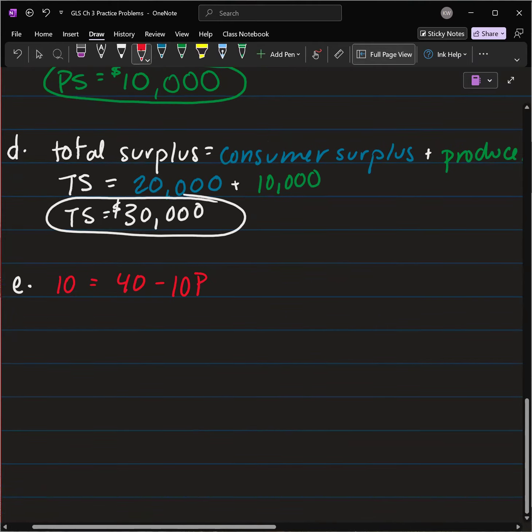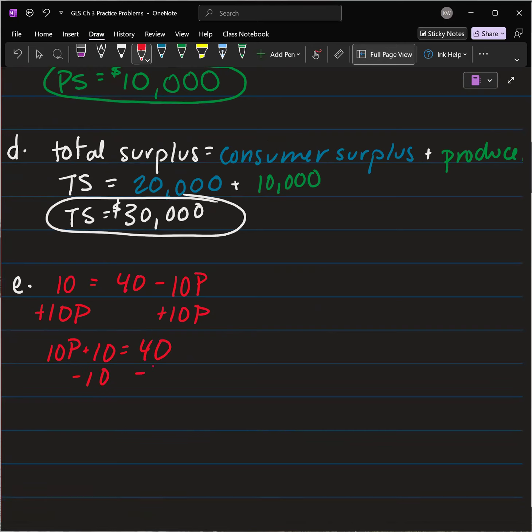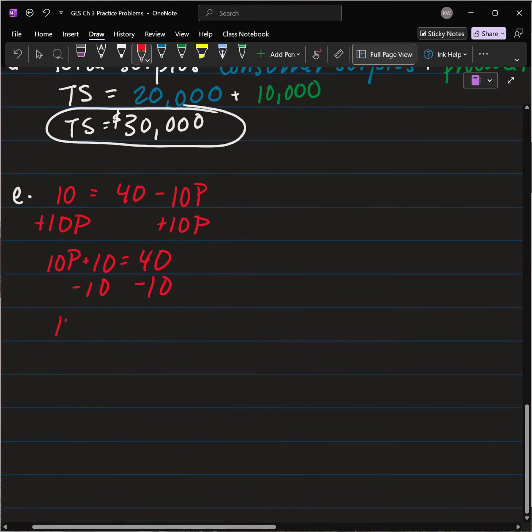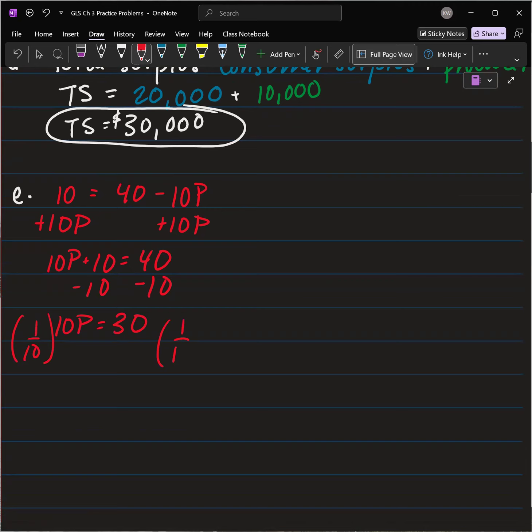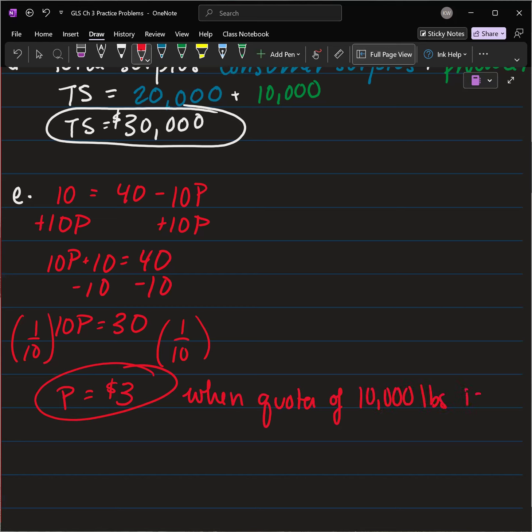So what we're going to do here is first add 10 times the price to both sides. That's going to get us 10 times the price plus 10 equal to 40. Then we'll subtract 10 from both sides. That'll give us 10 times the price equal to 30. Divide both sides by 10. And that gives us a price of $3 when a quota of 10,000 pounds is enforced. That's part D, or excuse me, part E.